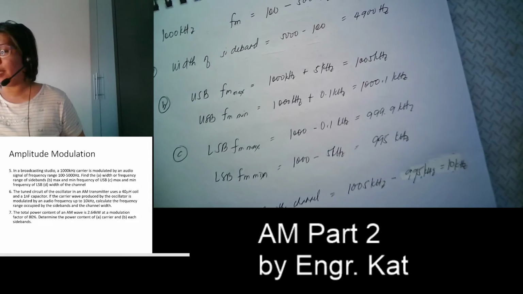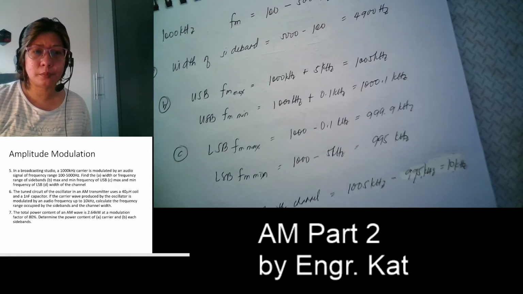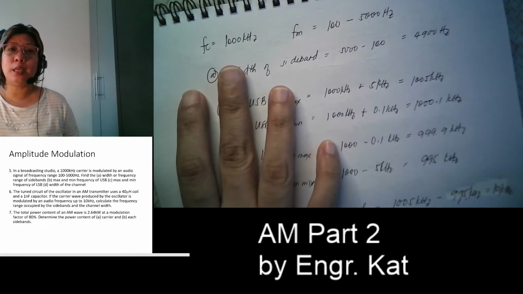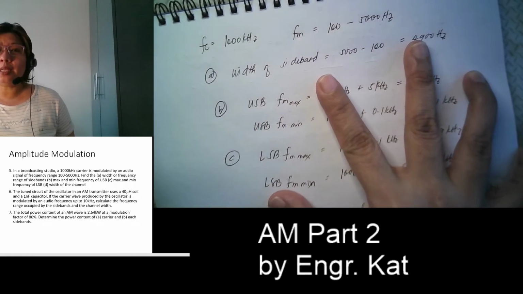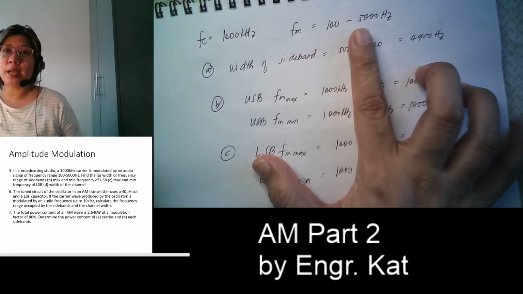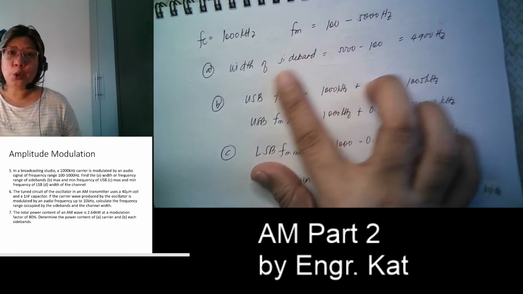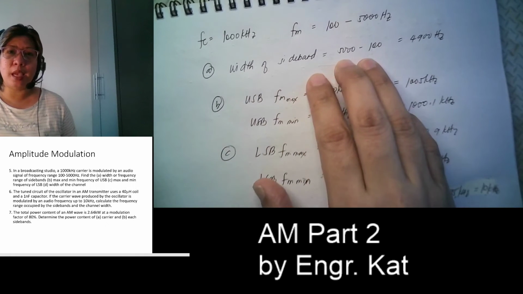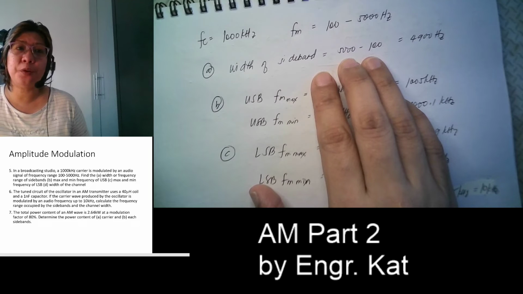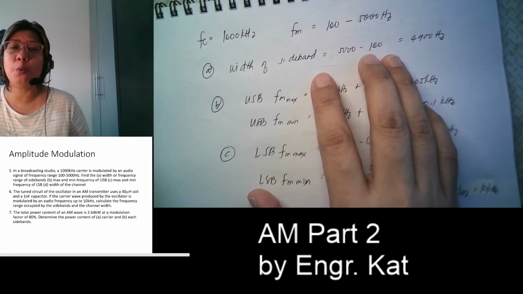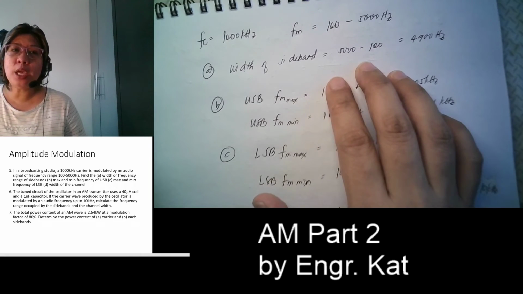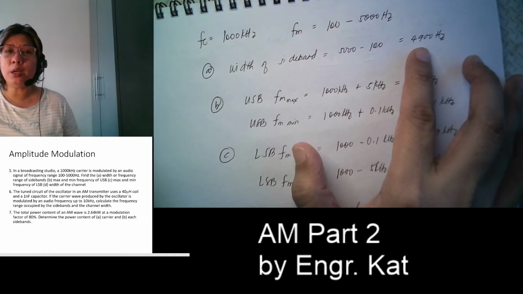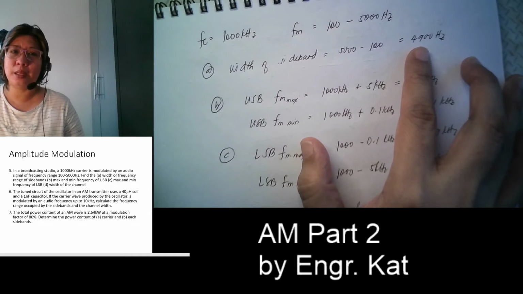First, let us get the given. Our fc here is 1000 kilohertz. Our modulating signal ranges from 100 to 5000 hertz. So what is the width of the sideband? It is from the highest modulating frequency to the lowest modulating frequency. So each sideband, the lower and the upper, has a bandwidth of 4900 hertz.